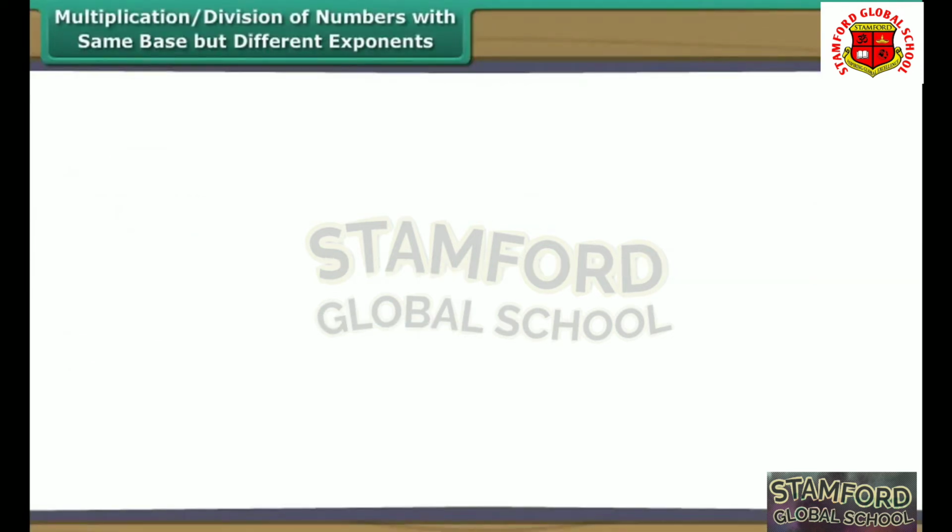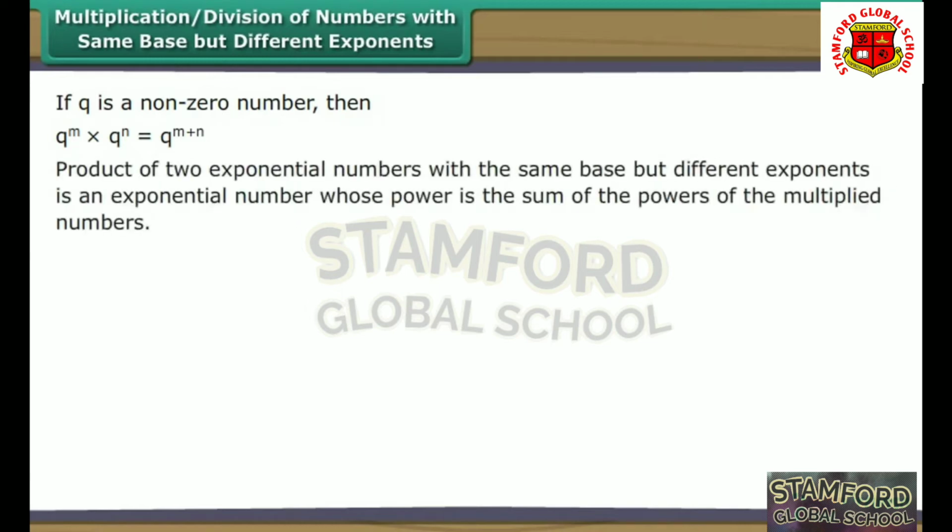Multiplication, division of numbers with same base but different exponents. If q is a non-zero number, then q raised to the power m into q raised to the power n is equal to q raised to the power m plus n. Product of two exponential numbers with the same base but different exponents is an exponential number whose power is the sum of the powers of the multiplied numbers.